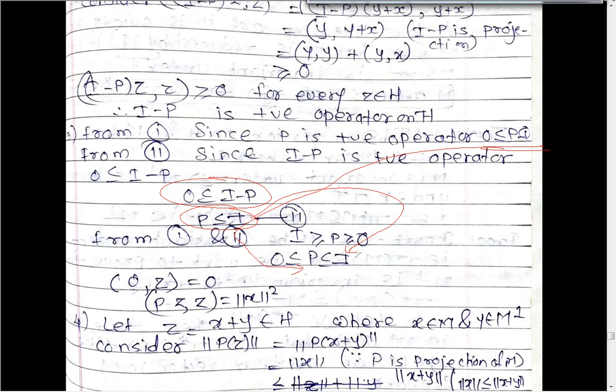Now again we will complete the example by proving fourth property. For proving the fourth property, take z is equal to x plus y, where x belongs to M and y belongs to M perpendicular. With this, norm of Pz equals norm of Px plus y, which is equal to norm of x, and this we could write as norm of Ix, which is equal to norm of x.